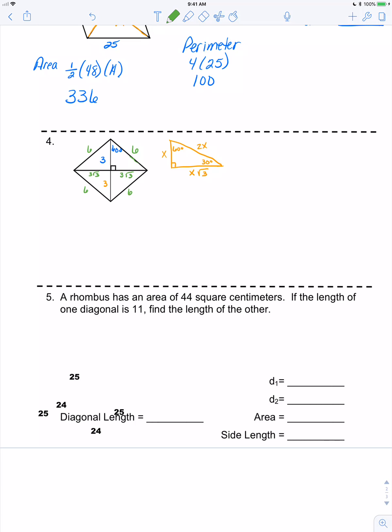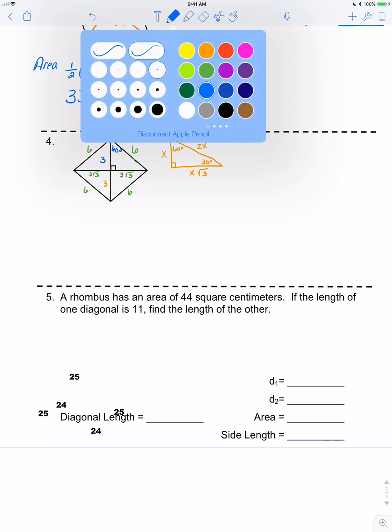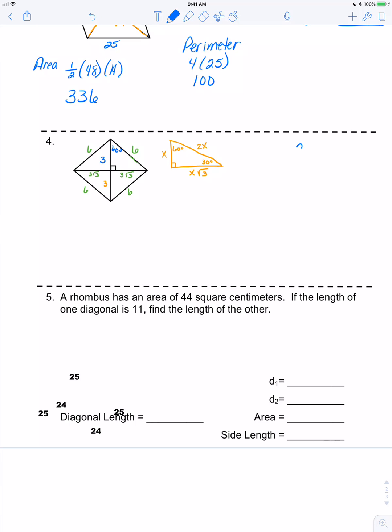So then we can fill out the rest of this information. We know all those side lengths have to be 6. And we know the other section of that diagonal has to be 3 square roots of 3. All right, so now let's go fill out all of our information. Diagonal 1 is going to be the 3 plus 3, so that's 6. Our second diagonal is going to be 3 square roots of 3 plus 3 square roots of 3, which gives us 6 square roots of 3.